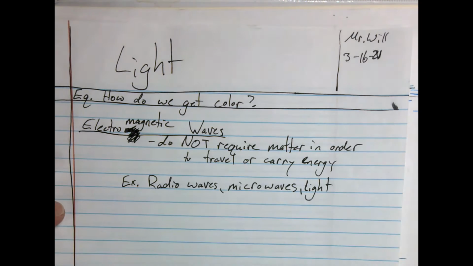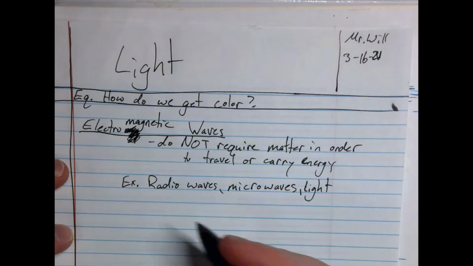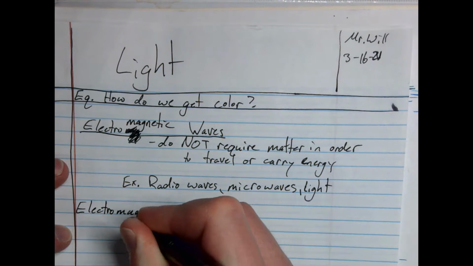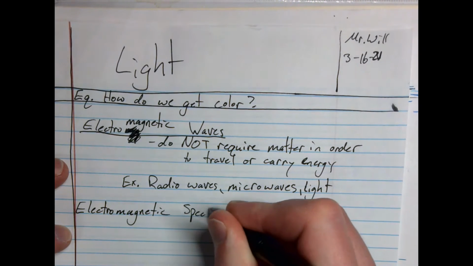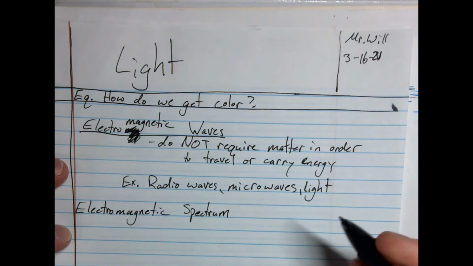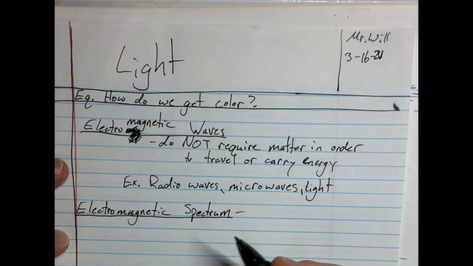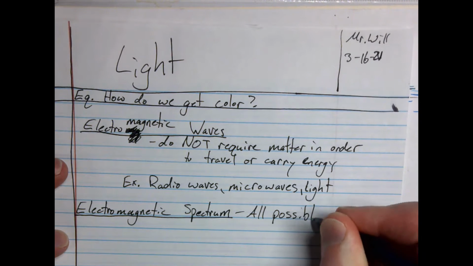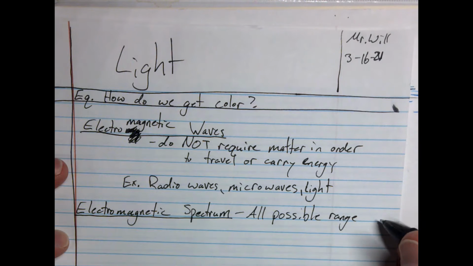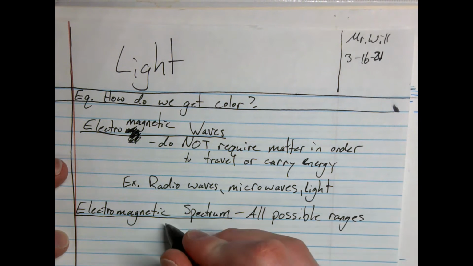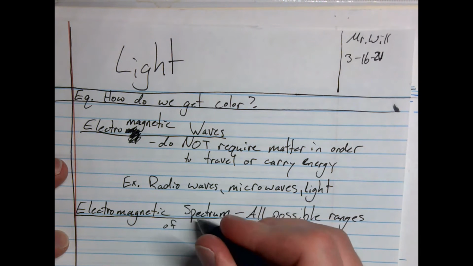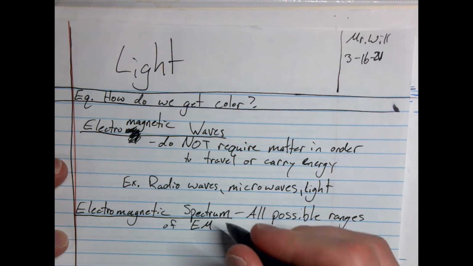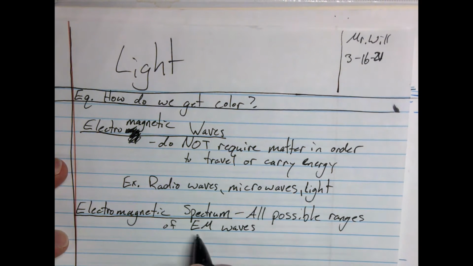And then there's something that goes along with that. It's the electromagnetic spectrum. It's an E. Spectrum. So this is all possible ranges of, so there might be a key or a way to shorten this. I'm going to put EM, electromagnetic waves. Hopefully you guys understand that.